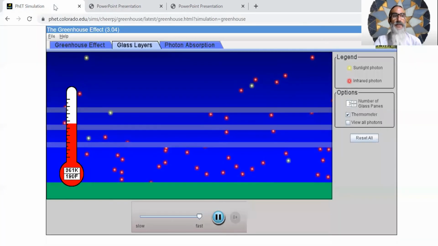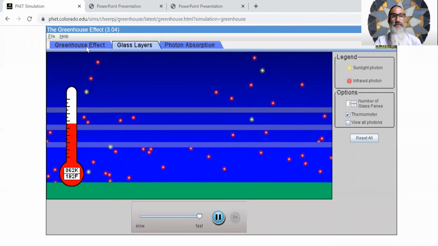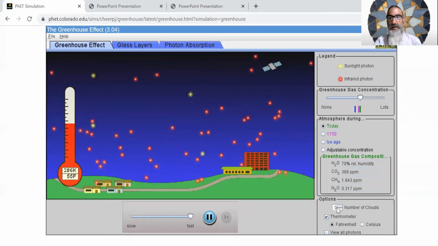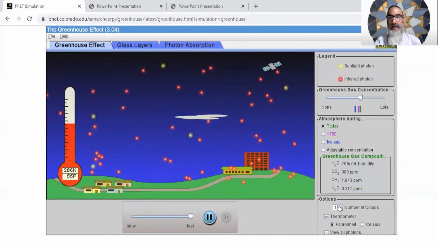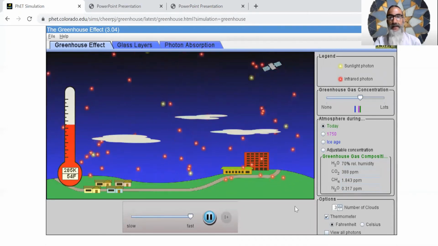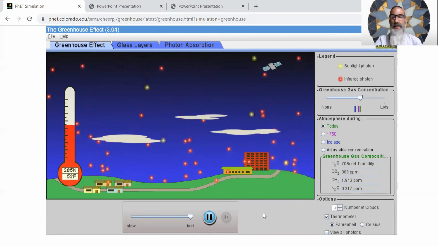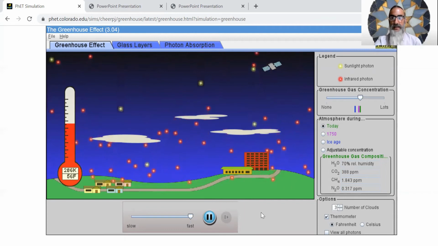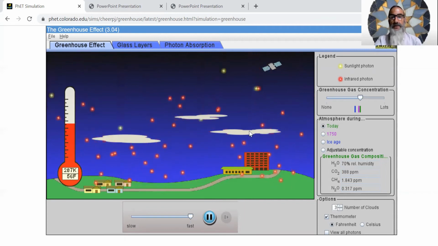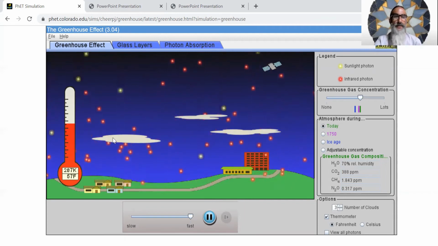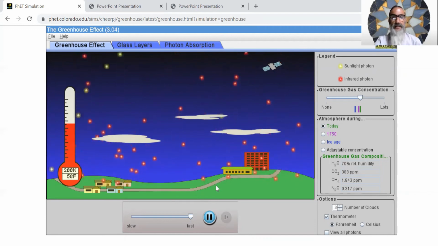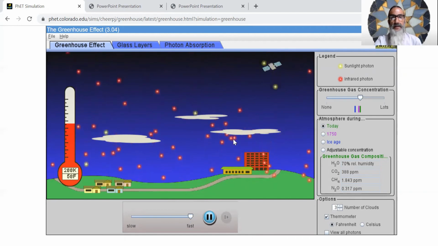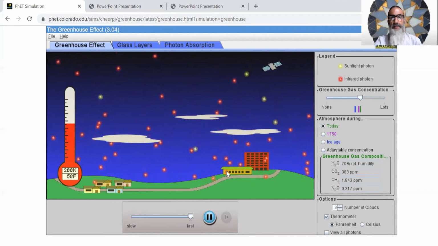And I'll show you in the simulation, there's also another page here that we can add in clouds. Clouds also act like greenhouse gases. In other words, they trap in heat. We can't see carbon dioxide because it's invisible. So we use the glass panes and the clouds to simulate the greenhouse gases. Okay. And you can see here that the clouds act in a similar way.